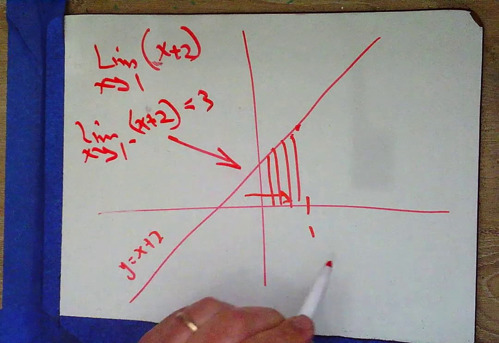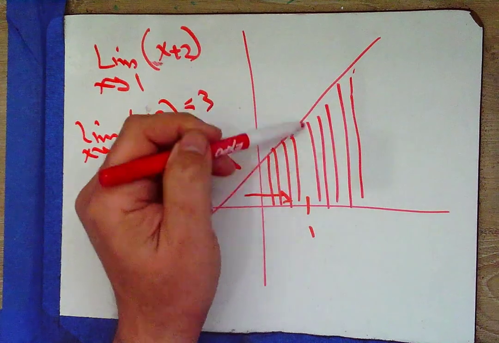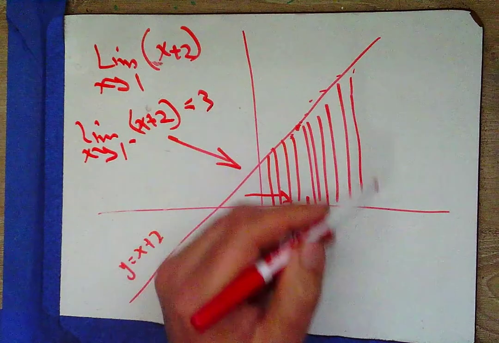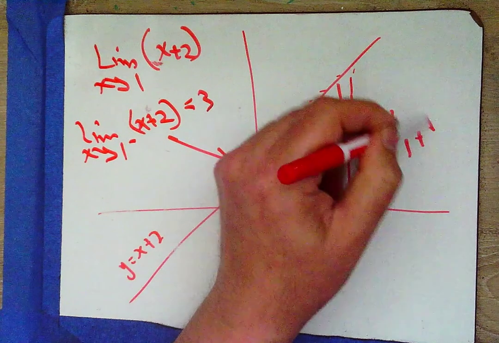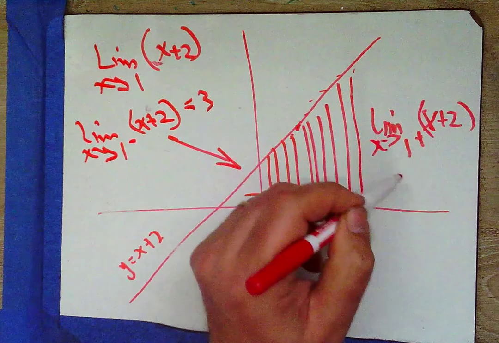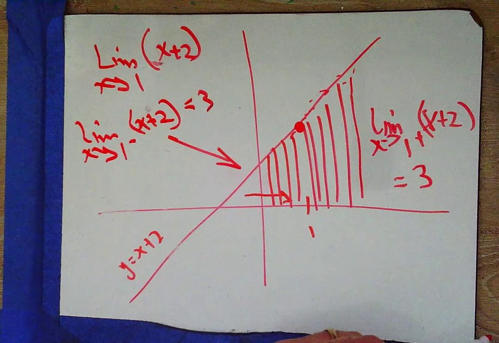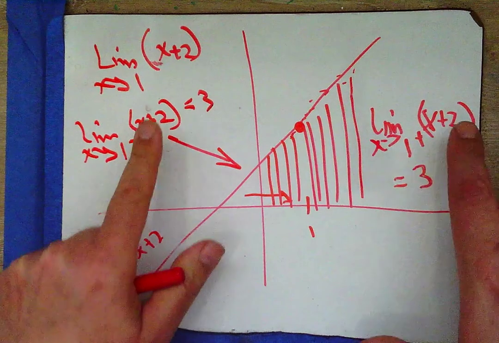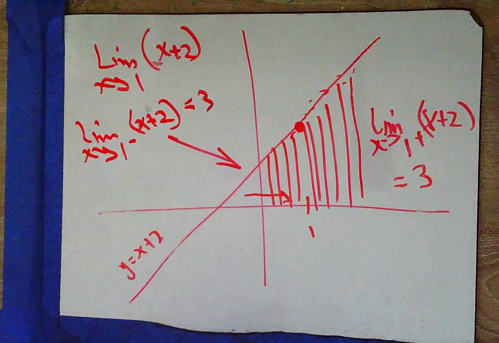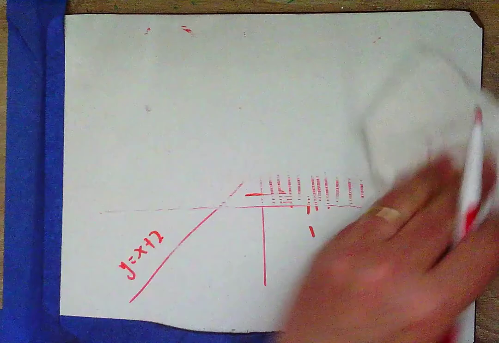We saw them heading to 3. But when we came in from this side, these y values were also approaching 3 as x approaches 1 from the positive side of x plus 2. These values were getting lower and lower until we were approaching 3. So as x approached 1 from either side, the y values approached 3. That's how I understand the limit. The limit is what the y values are approaching. Okay? Now, how do I evaluate limits?